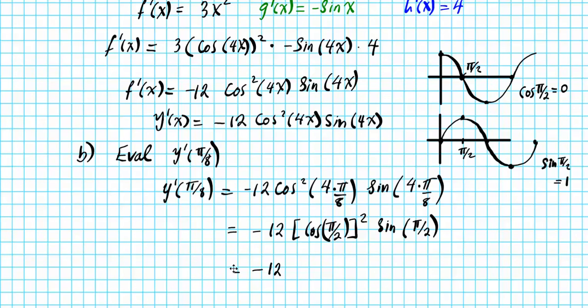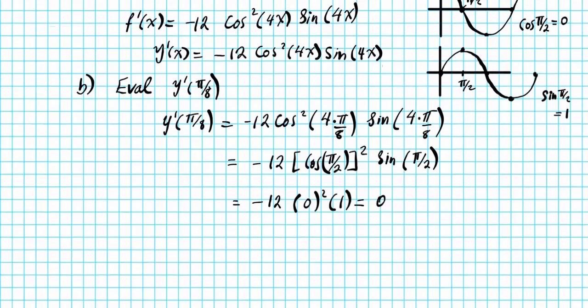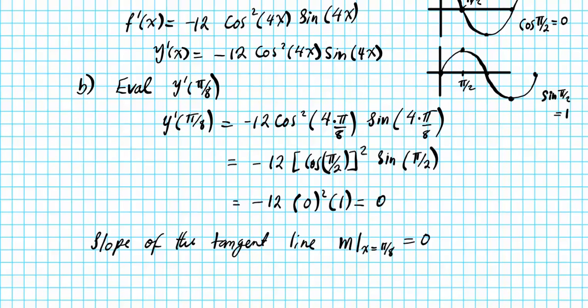Okay, so let's plug in those values. We have negative 12. Cosine pi over 2 is 0. 0 squared, sine pi over 2 is 1. We multiply this whole product out to get 0. Okay, so slope of the tangent line, which is basically m evaluated at x equals pi over 8. Our answer is 0. We have a horizontal line here.